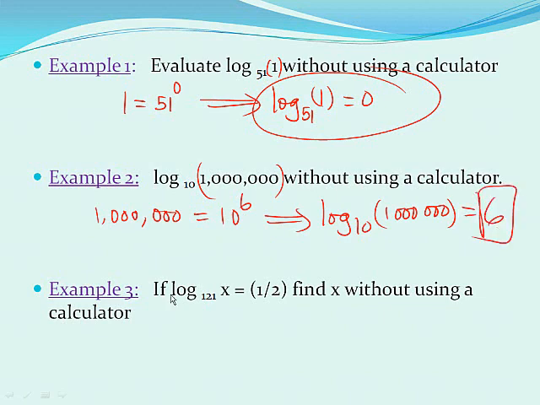If log to the base 121 of x equal to 1 half, find x without using a calculator. So we need to write this in the exponential form. So the number x will be equal to base 121 to the power 1 half, which is also the same as the square root of 121. When we calculate the square root of 121, we are going to get 11.